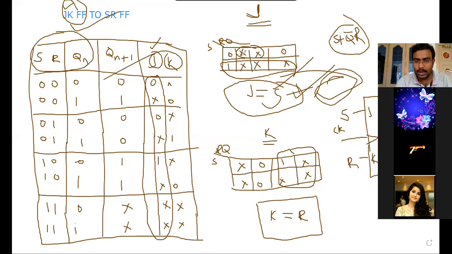I don't need to group these two ones. Okay? I can directly consider these two things as zeros and remove them. Here there is definitely a one, so for the simplified answer, by considering these three don't cares as ones, if I make a quad, I can get a simplified answer like J equal to S.